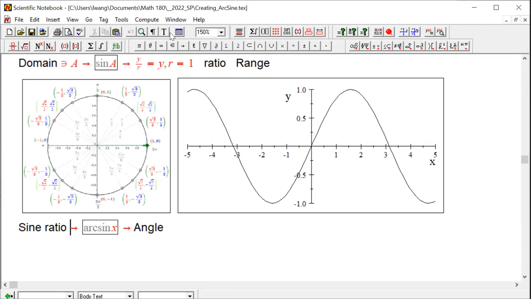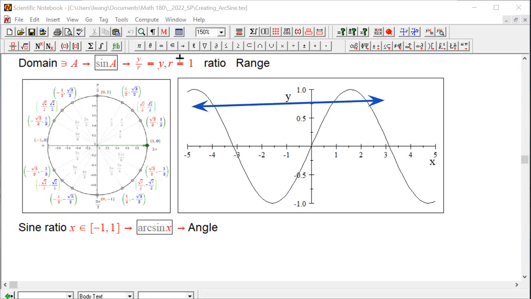The input is a sine ratio. We talked about the range of sine, so a sine ratio can only be between -1 and +1. If you look at all the blue numbers, they're between -1 and 1. If you look at the picture, as we talked about earlier.